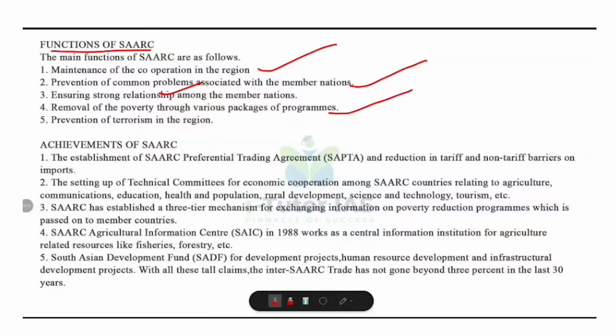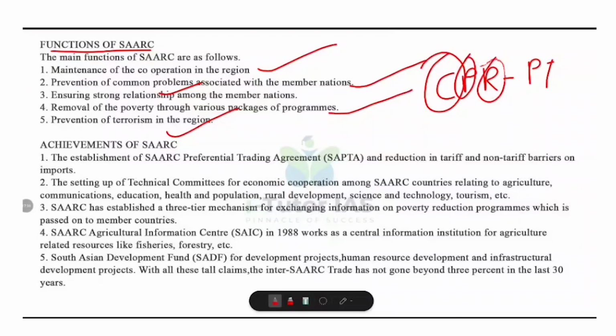Then, prevention of terrorism in the region. SAARC promotes regional peace and security by cooperating to curb terrorism and cross-border crimes. It focuses on collective safety and stability. So, a mnemonic is CPRPT, that is cooperation in region, prevention of common problems, relationship strengthening, poverty removal, terrorism prevention. Okay. Now, achievements of SAARC.